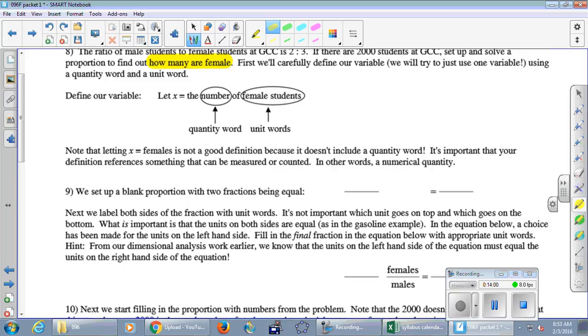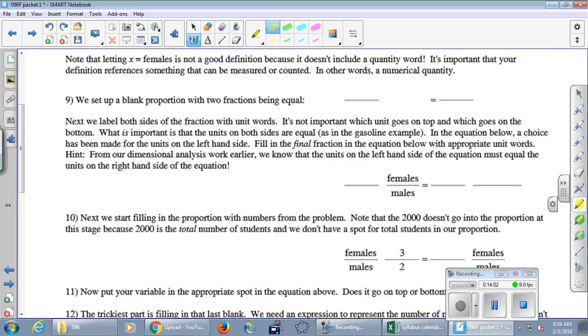Okay, number 9 says we're going to set up a blank proportion with 2 fractions being equal. Just fraction equals fraction. And writing that simple little thing there gives us the space to fill in what we're about to fill in here. Oftentimes people start writing the first fraction and then they don't know where the x goes, but they put an x someplace. Just give yourself the space, the structure, the skeleton of a proportion. Blank fraction equals blank fraction.